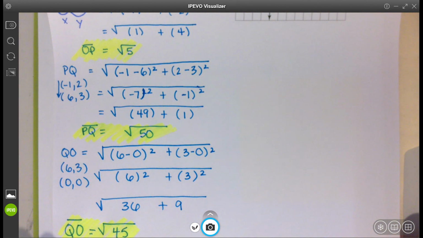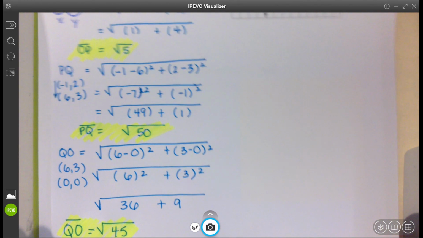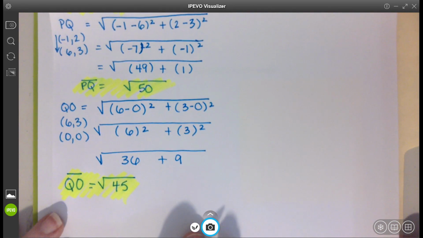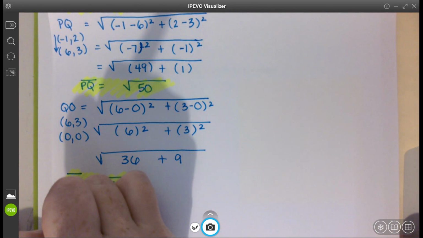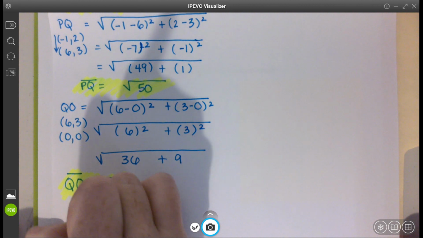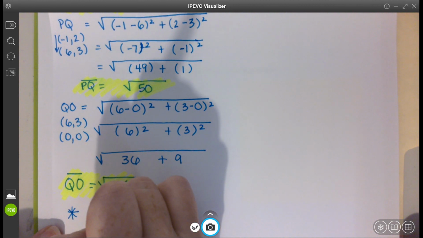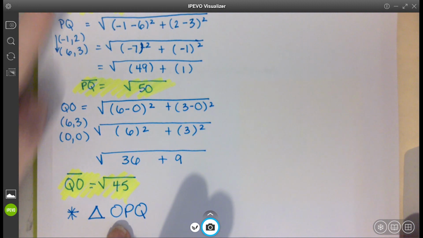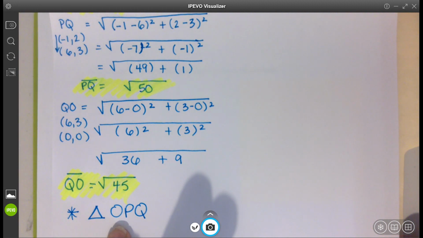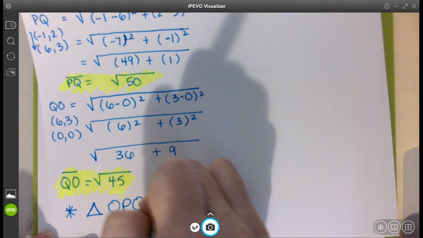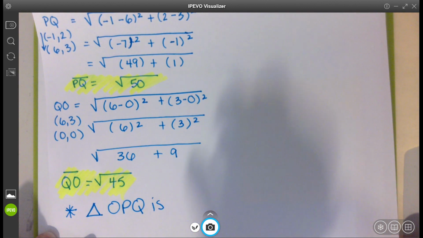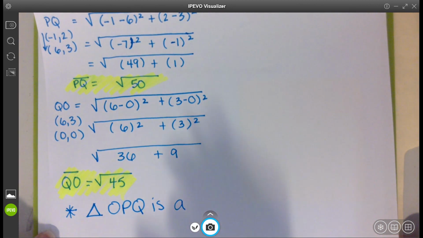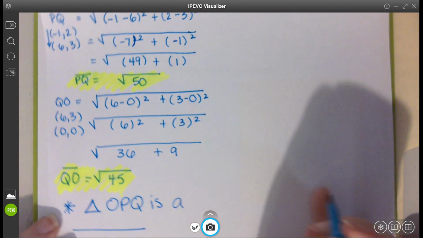So I have 3 different side lengths, and because I have 3 different side lengths, you have to write the sentence, triangle OPQ. This name comes from the given information that we started with, is a blank triangle. Now we're going to fill in that space right there.